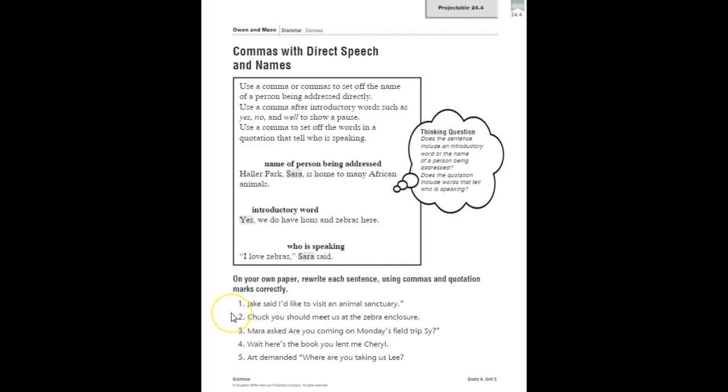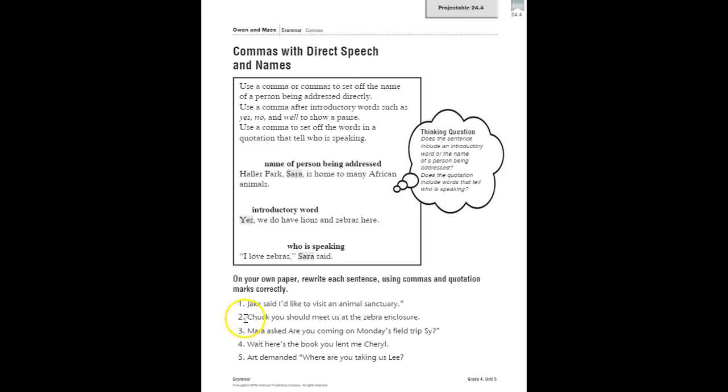So we're not going to write these on a separate sheet of paper, but let's go through a few examples. Number 1, Jake said, I'd like to visit an animal sanctuary. We need to find what's wrong with the commas and quotation marks in this sentence. Well, Jake said is telling us who's speaking, so we need to have a comma after Jake said. And then I'd like to visit an animal sanctuary needs the beginning quotation marks. It's missing those. So it should read, Jake said, comma, quotation mark, I'd like to visit an animal sanctuary, period, quotation mark.